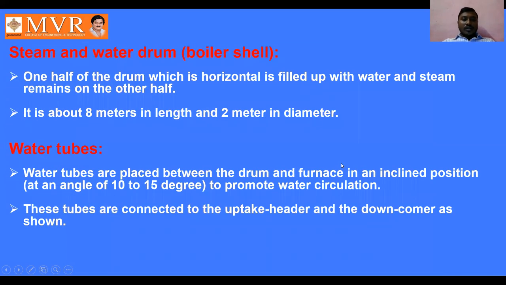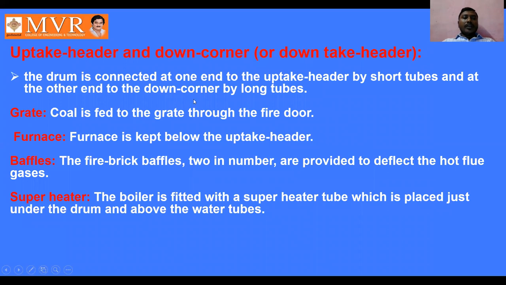See, coming to the uptake header, the drum is connected at one end to the uptake header by short tubes and at the other end to the downcomer by long tubes. Here this downtake header and uptake header have been connected to the boiler drum by using pipes. At the uptake header, we are having a short pipe, and for the downcomer, we are having long tubes which have been connected to the boiler shell.